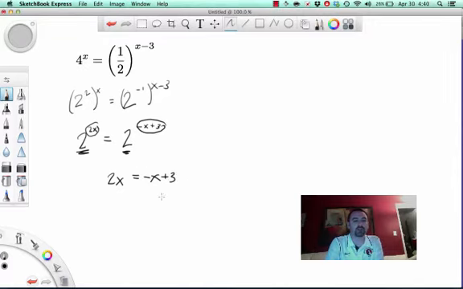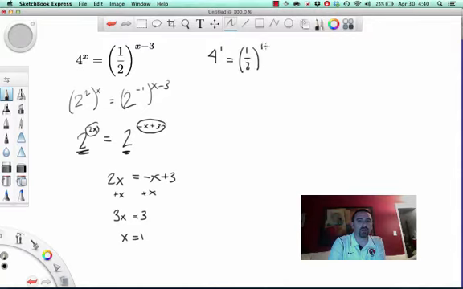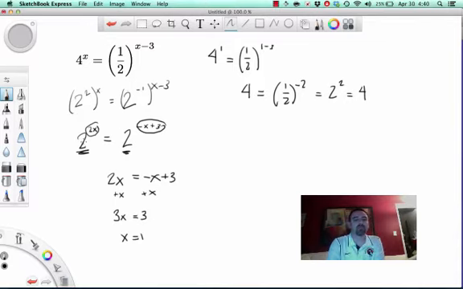That's it. So now we've got a simple equation. I can collect the x's on one side, so I add x to both sides. I get 3x equals 3, x equals 1. Let's check and see if that works. Plug it back in. 4 to the 1, does that equal 1/2 to the 1 minus 3? Well, 4 equals 1/2 to the negative 2. Yeah, that's going to be 2 to the 2, which is 4. So the concept here is rewrite the left-hand side and the right-hand side as exponents of the same base, and then use the fact that if the bases are the same, the exponents must be the same. Very nice. Let's go on to the next part.